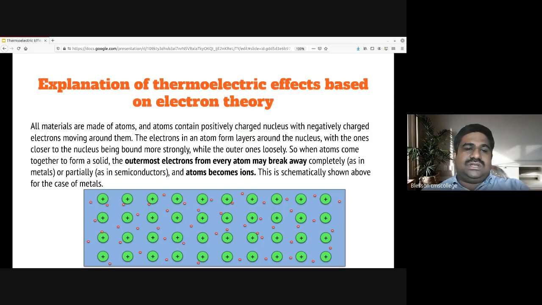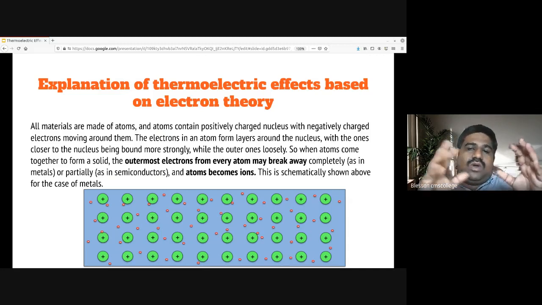Now we are going to discuss how this thermoelectric effect happens. So, the explanation of thermoelectric effects based on electron theory. We need only a qualitative scheme. We don't need any equations. So just an understanding is needed about this topic.